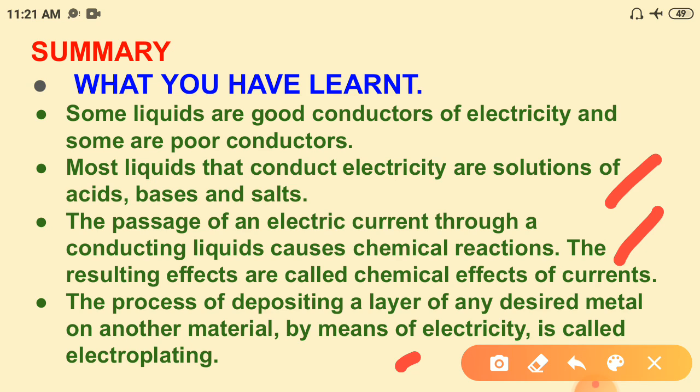And the next one is electroplating. In electroplating, depositing a layer of any desired metal on another material is known as electroplating. I hope you all have understood the chemical effects of electric current.